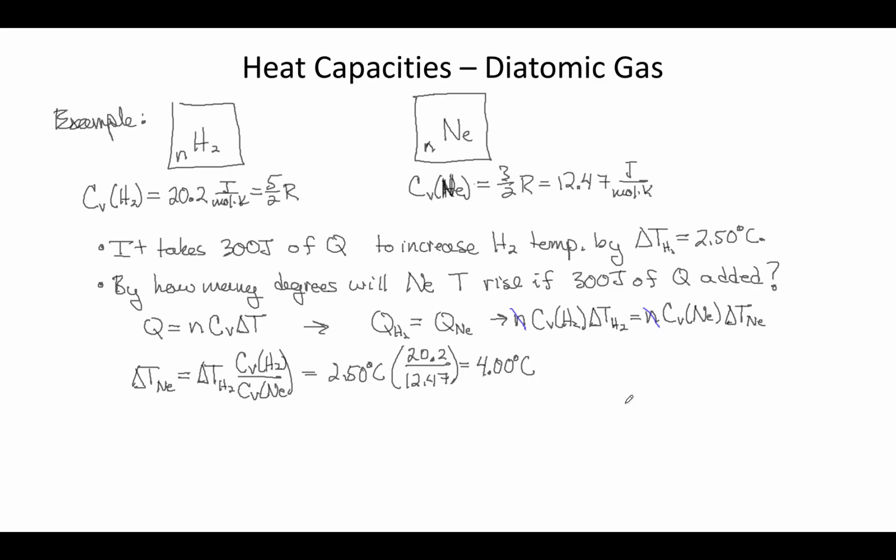Why did the temperature increase for neon more, almost double, than the temperature increase for diatomic hydrogen? Because hydrogen is diatomic, and the energy can go into things besides translating, which is how temperature is measured, translational kinetic energy. So there's a good quiz question for you answered.